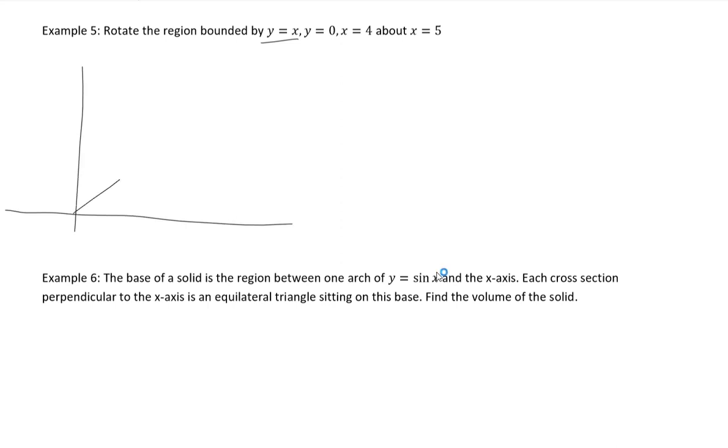So we have that line. That is y equals x. We have y equals 0 is the x-axis. We have x equals 4 is about, we could just say arbitrarily here. And then we're rotating around x equals 5. So 5 is here. So this is the axis that we're rotating around.